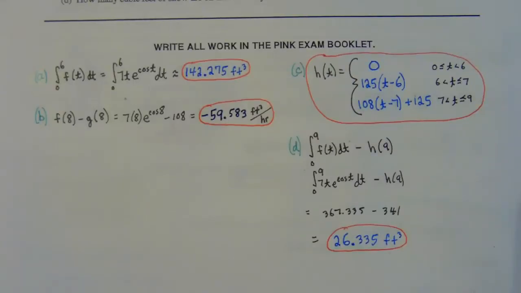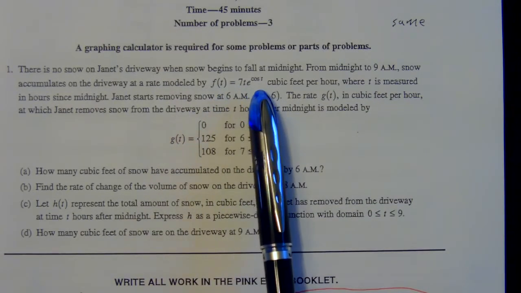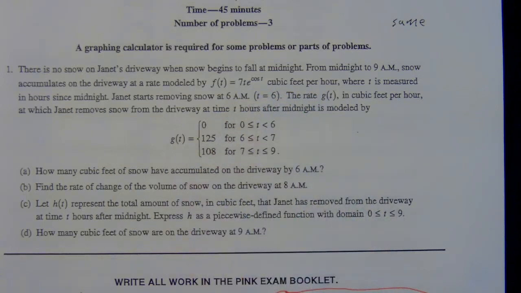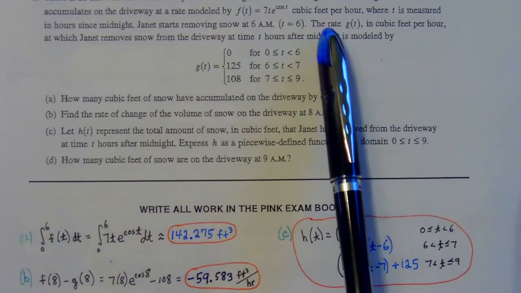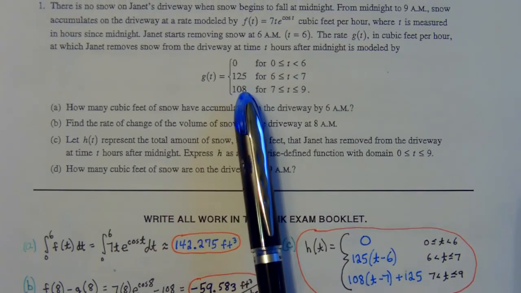We have this Janet girl, snow is falling onto her driveway. The F equation is how fast the snow falls onto her driveway, in cubic feet per hour. So that's how fast it's going. It's kind of like a derivative equation. And then the G, also in cubic feet per hour, is how fast she's removing the snow from her driveway.